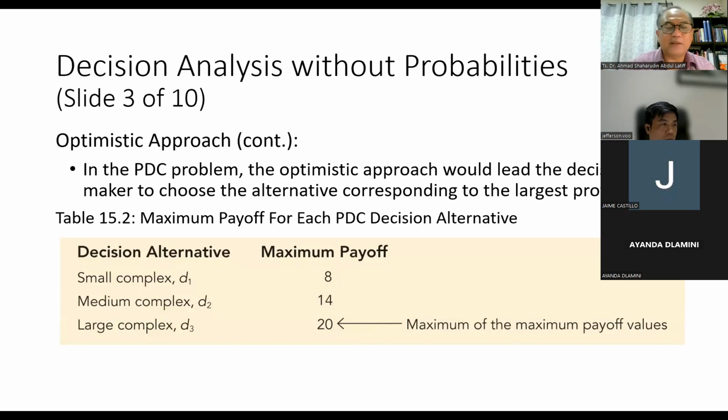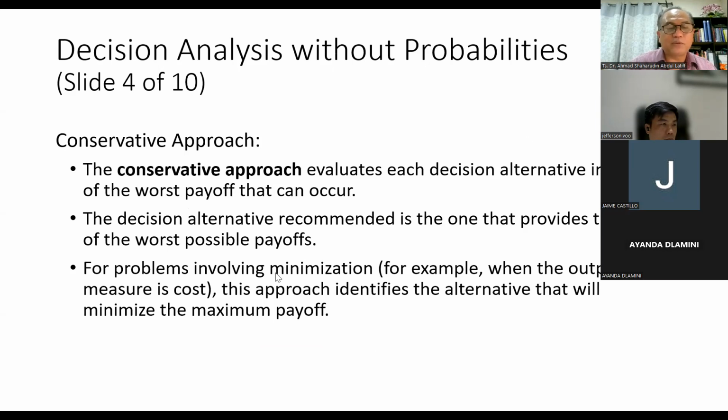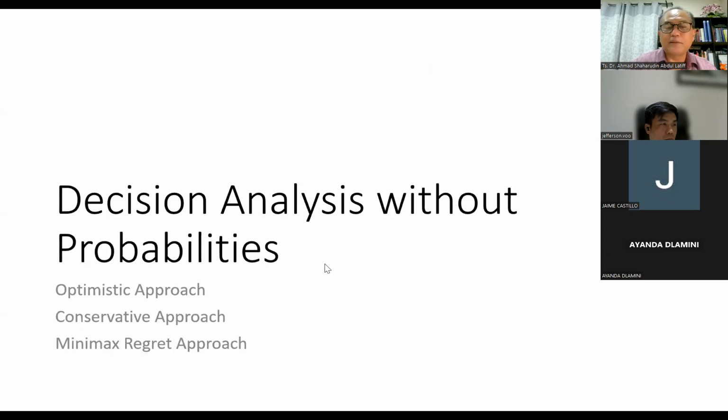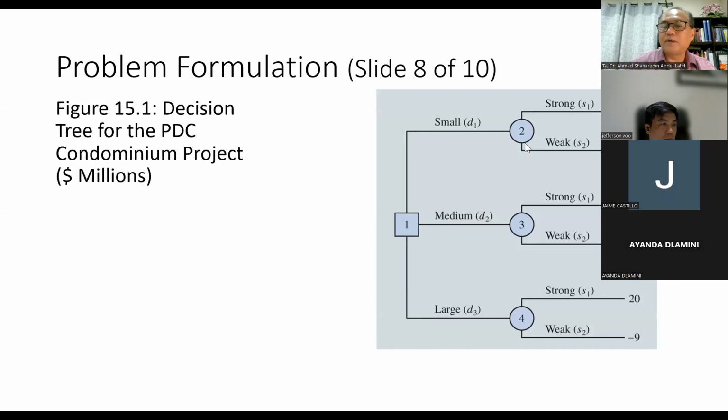With the optimistic approach, you will choose the largest one, the maximum payoff, which is 20 million. With the conservative approach, you will look into the worst possible payoff, minimizing your loss. So for the small complex, you develop the small complex of 30, and at the weakest scenario, weak demand, you still make 7 million.